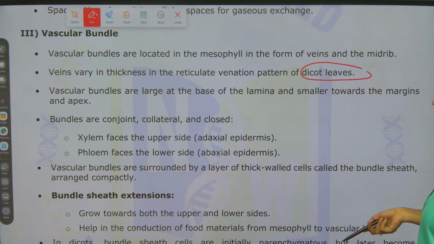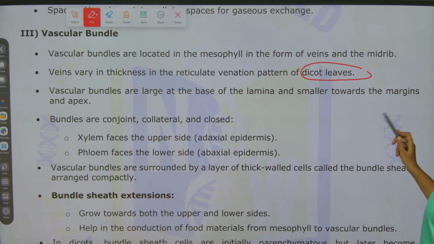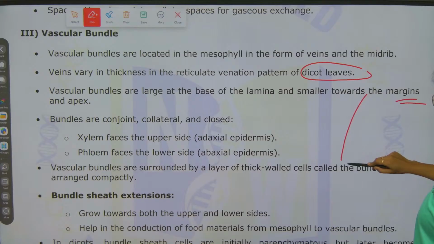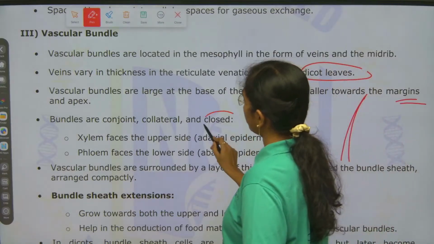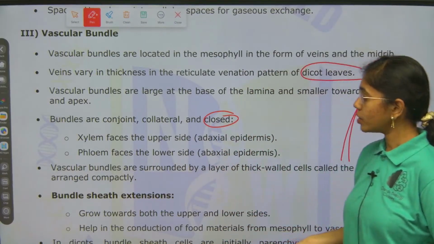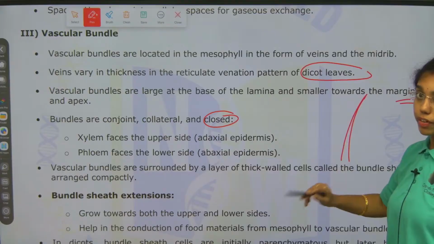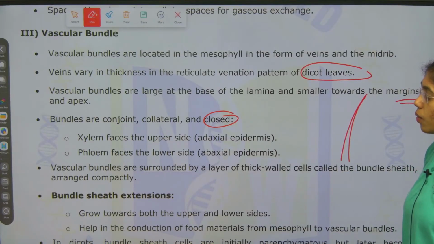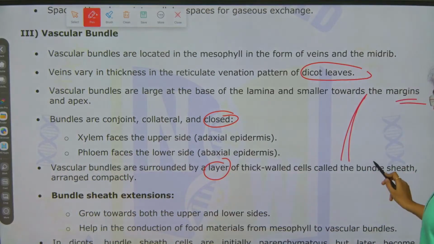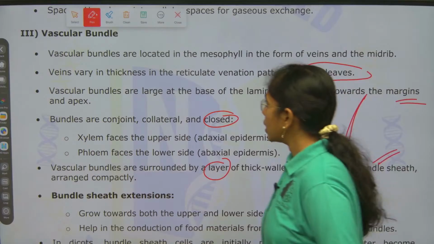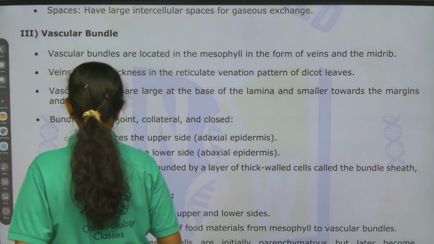Vascular bundles are large at the base of the lamina and smaller towards the margins and the apex. Bundles are conjoined, collateral and closed type. Xylem faces the upper side, phloem faces the lower side. Vascular bundles are surrounded by a layer of thick walled cells called bundle sheath cells. They are arranged compactly. Next you see bundle sheath extensions.